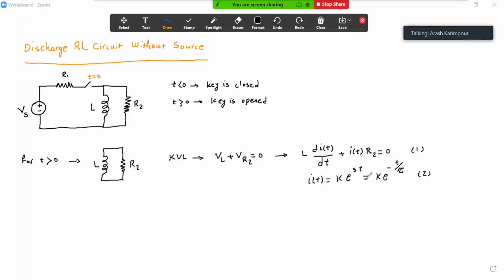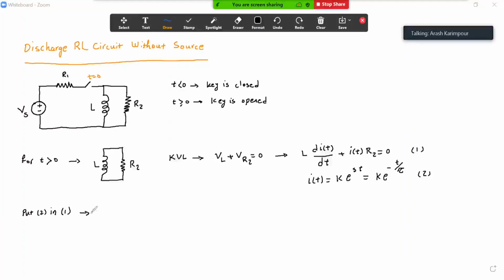And the second part is that you can go ahead and, as I said, use the initial condition to solve it. So the first part is that we're going to put this equation into the solution. So basically substitute 2 in 1. This is the solution, and because it's a solution, it should satisfy the equation.